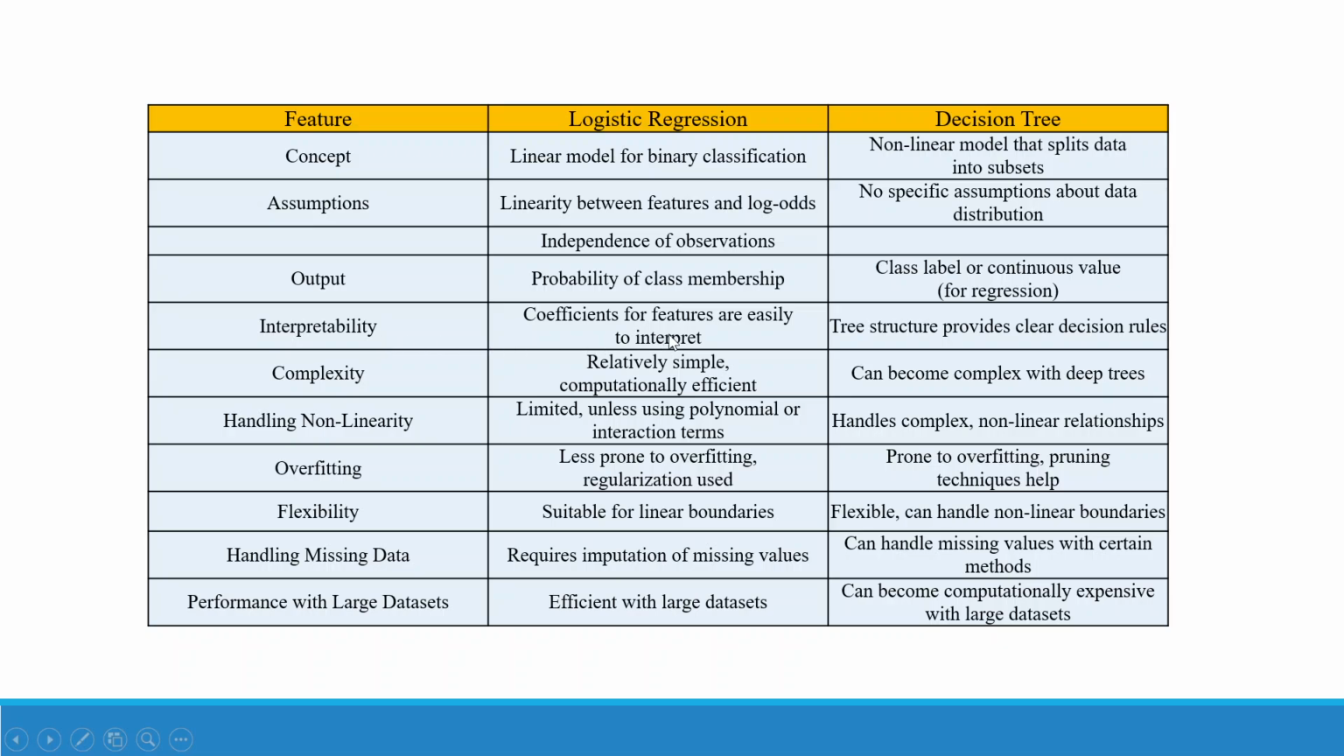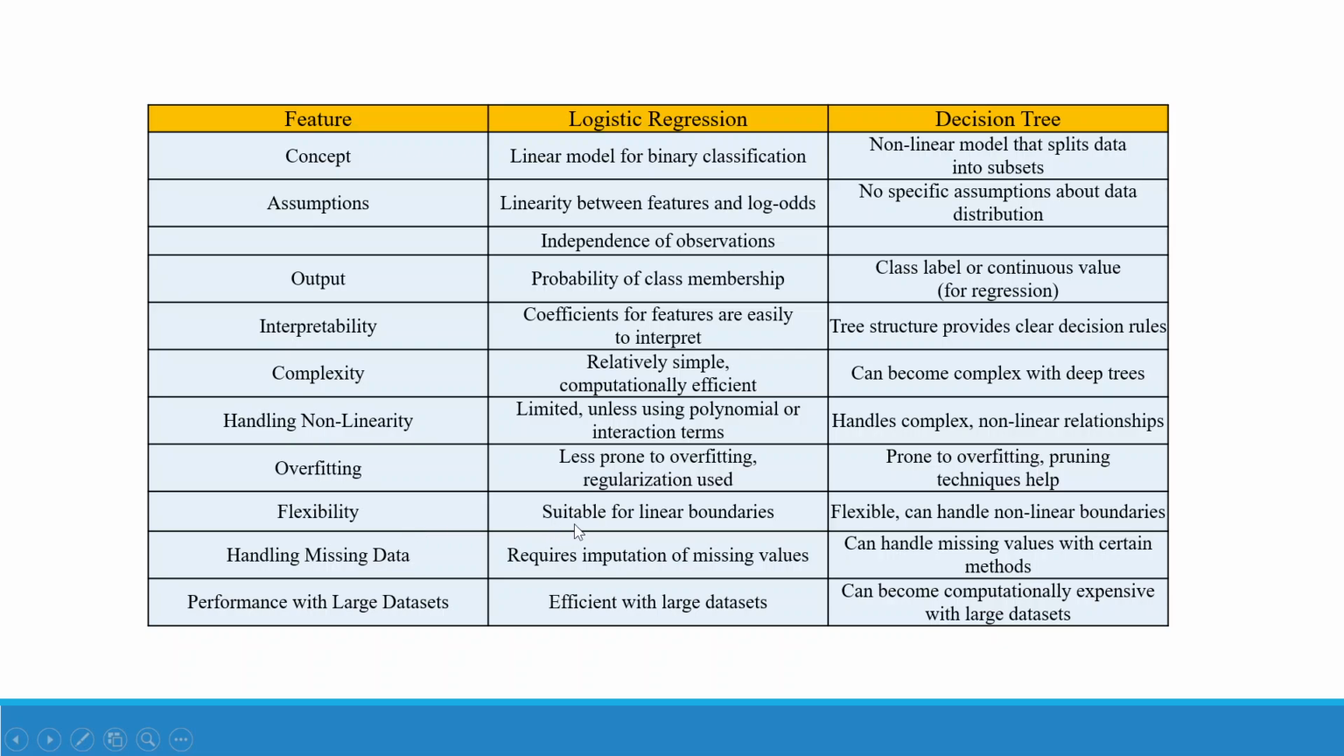Interpretability: coefficients for features are easy to interpret. Tree structure provides clear decision rules. Complexity: relatively simple, computationally efficient. Can become complex with deep trees. Handling non-linearity: limited unless using polynomial or interaction terms. Decision tree handles complex non-linear relationships. Overfitting: logistic regression is less prone to overfitting, regularization used. Decision tree is prone to overfitting. Pruning techniques can help.